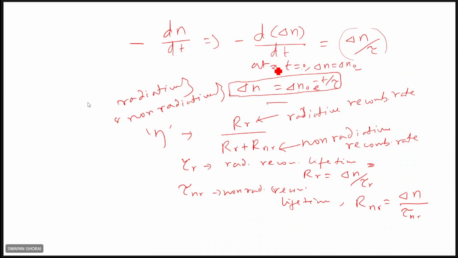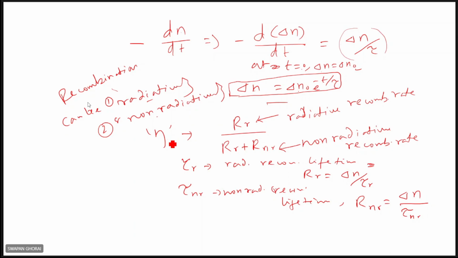Now, coming to the internal quantum efficiency in the active region. Because of these excess carriers, charges will recombine, and the recombinations can be radiative recombinations or non-radiative recombinations.